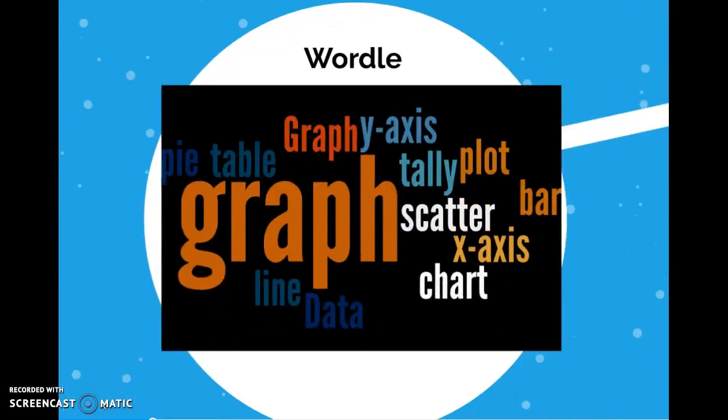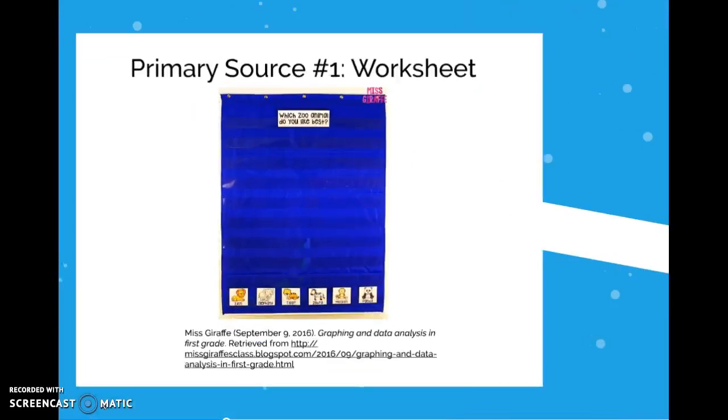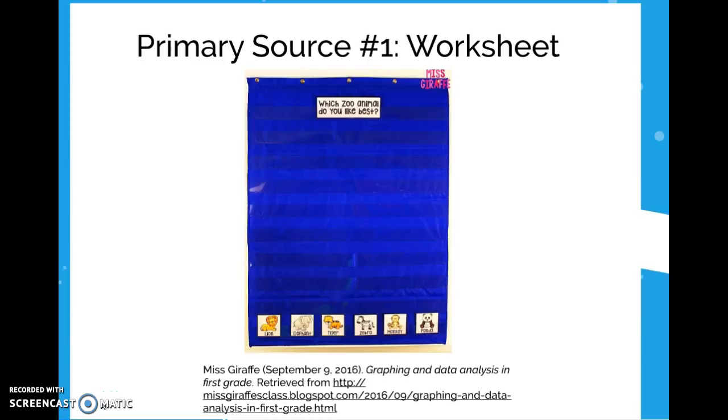In our Wordle, these are some of the vocabulary words that we'll be using. You see graph, table, y-axis, x-axis, scatter plot, chart, etc. Here are our primary sources. Our first one is a worksheet/class activity.